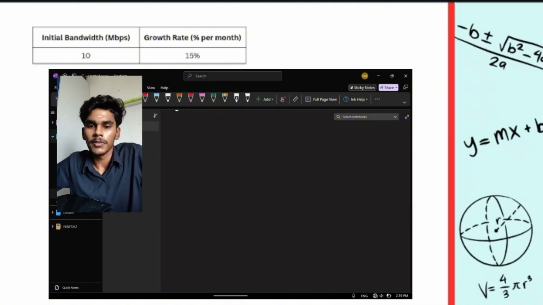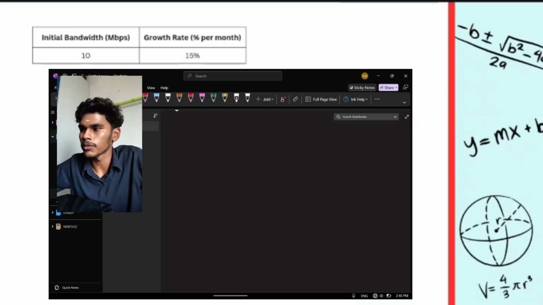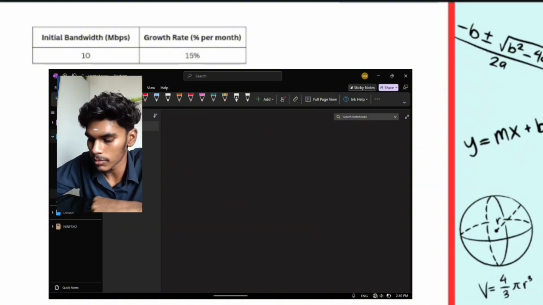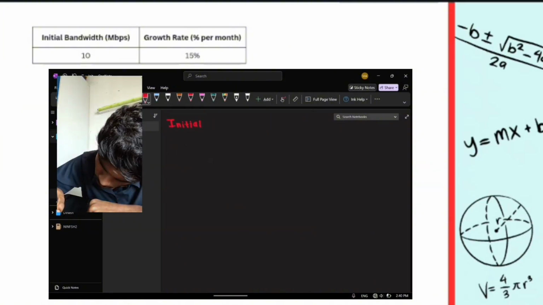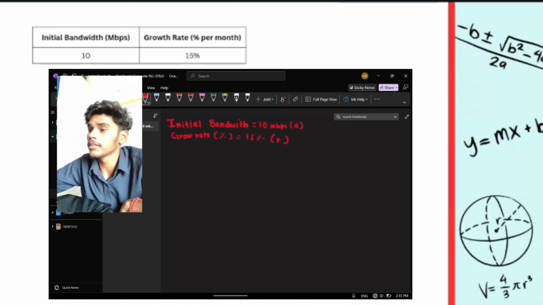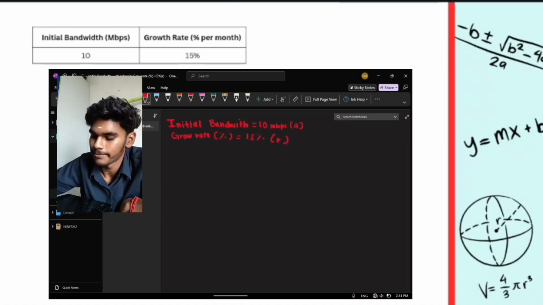Good morning, and my name is Darinis Murugesaran, and today we're going to see part B, which is network traffic management. For this part, we're going to use the geometric sequence formula, which is xn equals a r to the n minus 1. So we already have a and r, where a is 10 Mbps, and r is 15%, which is the bandwidth flow rate. And n is labeled as month.